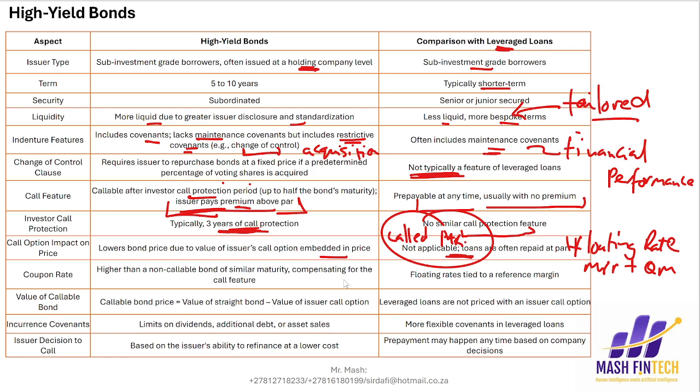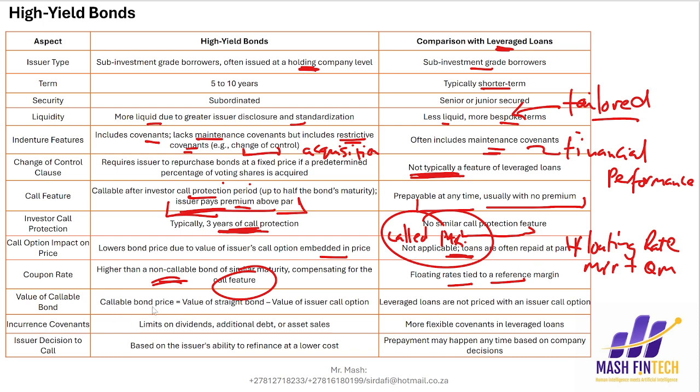Okay. And then the coupon rates, they are higher for non-callable high yield bonds with similar maturity to compensate for the call feature. So if there is no call feature, it's non-callable, they are compensated by getting a higher coupon rate. And in terms of leveraged loans, this is floating and in line with what is happening in the market, any changes in the market.